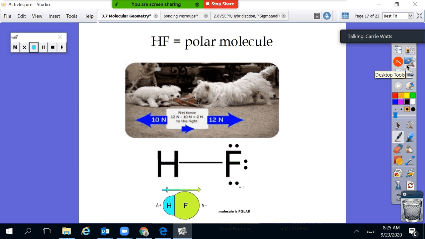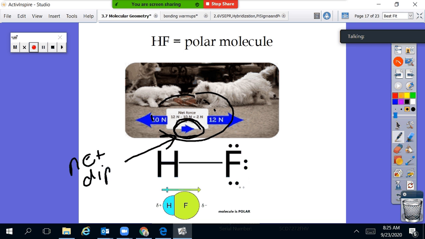Again, just to reiterate the HF molecule: it's a molecule that only has one bond. You can see that there's a net force to the right. This is like the net dipole right here. 12 newtons, which is the force unit if you haven't had physics yet, 12 newtons pulling one way, 10 units pulling to the left. The net force would be 12 minus 10, which is 2. This right here would be the net dipole. They don't cancel each other out completely. If this was 12 and 12, obviously it would cancel completely, and it would be a nonpolar molecule.